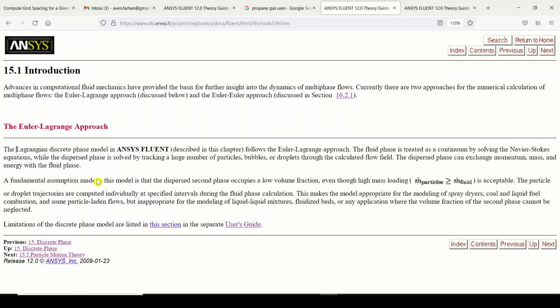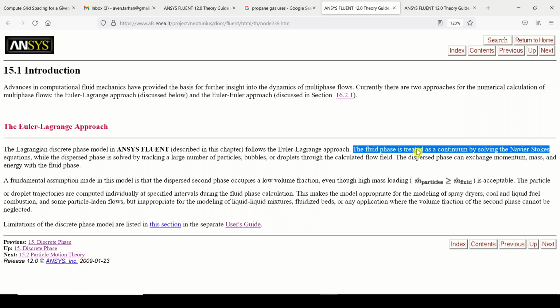In this approach, the discrete phase model in ANSYS Fluent follows the Euler-Lagrange approach, and the fluid phase is treated as a continuum by solving the Navier-Stokes equations. So you can imagine that we have just now solved the Navier-Stokes equations, or the RANS equations, by keeping the working fluid as propane gas.